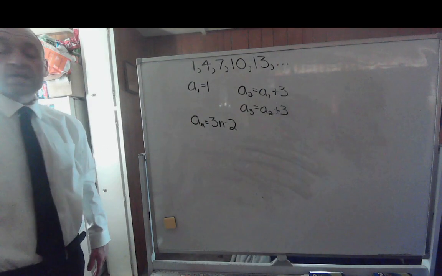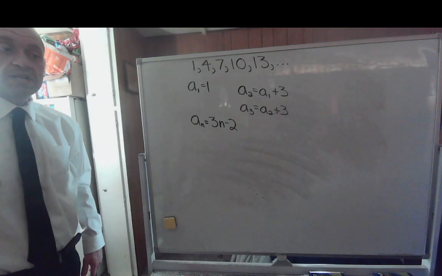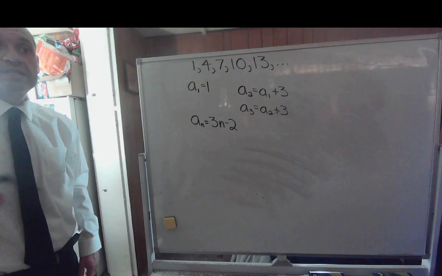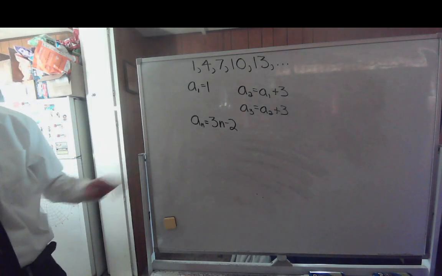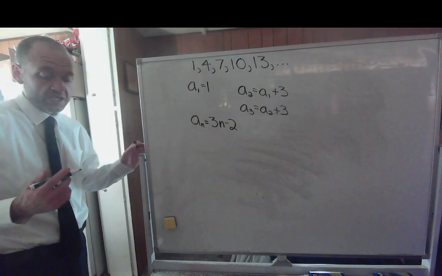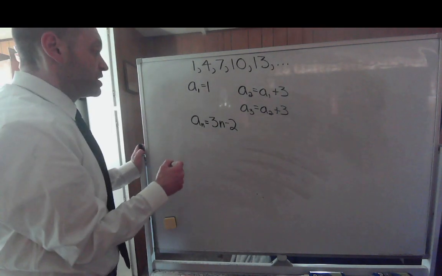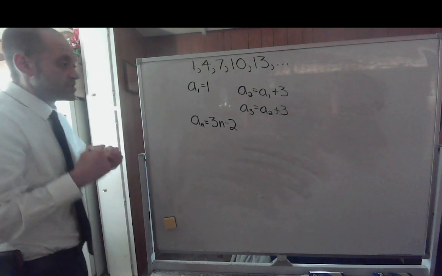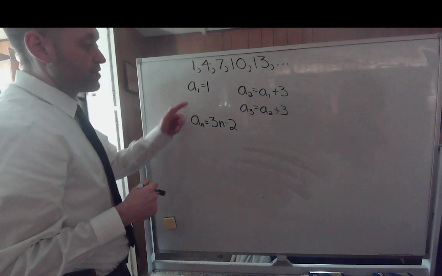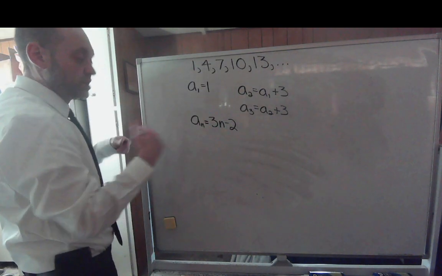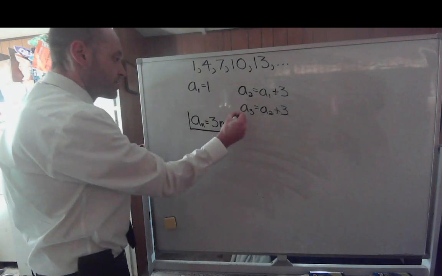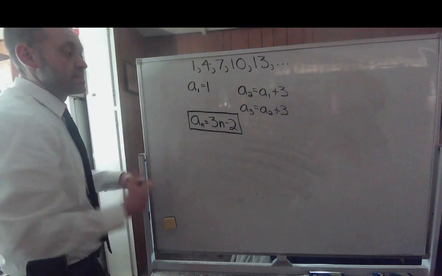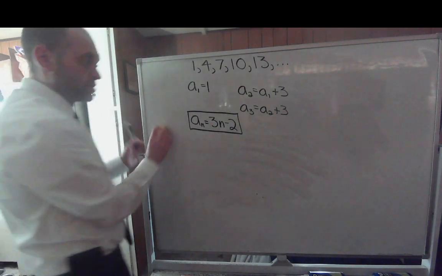Now, we're not going to worry about this today, but a couple lessons from now, there's something called an arithmetic sequence, which this actually is, because it has a common difference. But you notice you have a difference of 3. So if you multiply every term by 3 and subtract 2, you'll end up with the general formula you need to find the next subsequent terms.